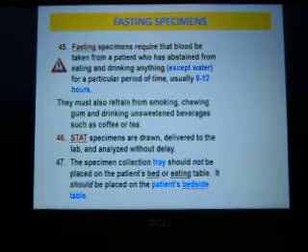The specimen collection tray should not be placed on the patient's bed or on an eating table. It should be placed on the patient's bedside. And guys, this is why I talk to y'all about cleaning your chair down, wiping underneath your tray, cleaning your area, washing your hands, donning your gloves, putting on your lab coat, buckling it up in the front or snapping it in the front, okay?